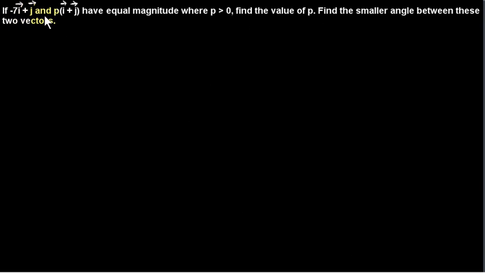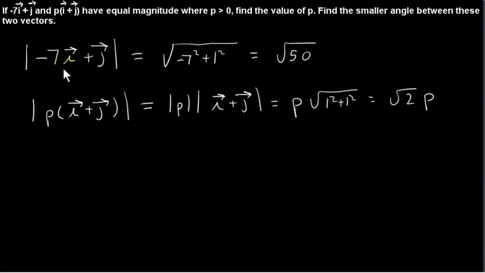If minus 7i plus j and p times i plus j have equal magnitude, where p is some positive number, find the value of p. Now here is the magnitude of minus 7i plus j. We square the two components, add them, and get the square root. Now let's get the magnitude of the second vector.